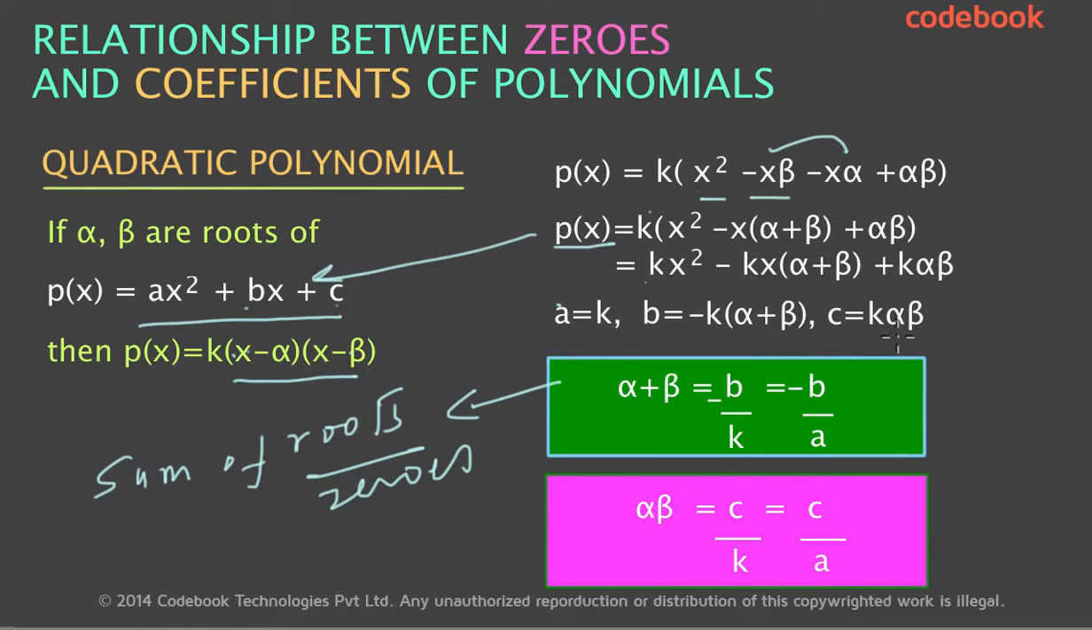Similarly, alpha beta is nothing but c by k, taking k on the other side, but k is nothing but a, so it's equal to c by a. So alpha beta is the product of roots or zeros. So the product of roots of a quadratic polynomial is equal to c by a, where c is the constant and a is the coefficient of x square. So this is the relationship between the roots and the coefficients and constants of a quadratic polynomial.